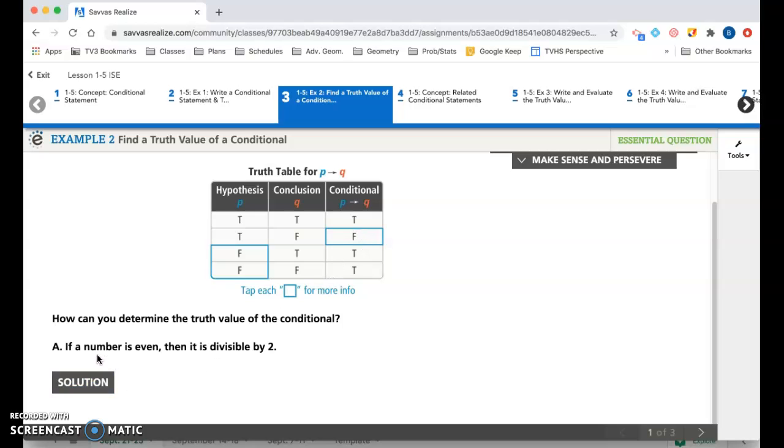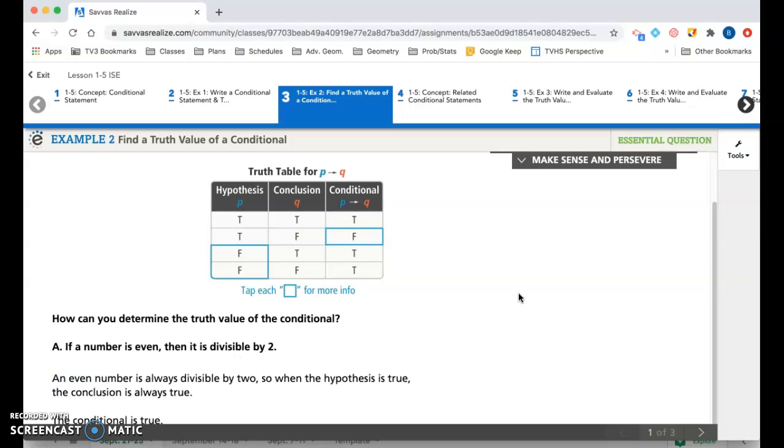So here's an example. If a number is even, then it is divisible by 2. So we would think, okay, let's say I have a number that is considered to be even. Will it always be divisible by 2? Or are there some situations where a number is even and it's not divisible by 2? Because if it's always divisible by 2 when it's even, then this is considered a true statement. But if there were some instance where it would not be divisible by 2 when it's even, then we would have to say this is a false statement.